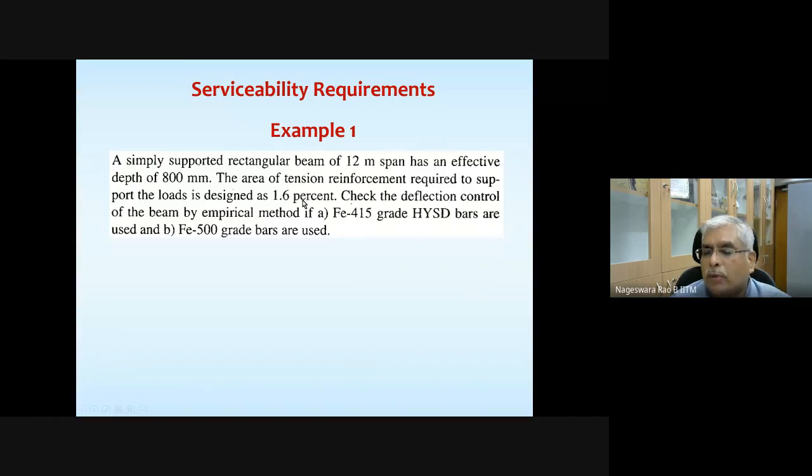Percentage of tension reinforcement is 1.6, and what is asked is to check the deflection control of the beam by the empirical method. Based on whatever dimensions are given, span as well as effective depth, please tell whether this design is okay or not from the deflection point of view. That is what the question is. And two types of steel, Fe 415, Fe 500.